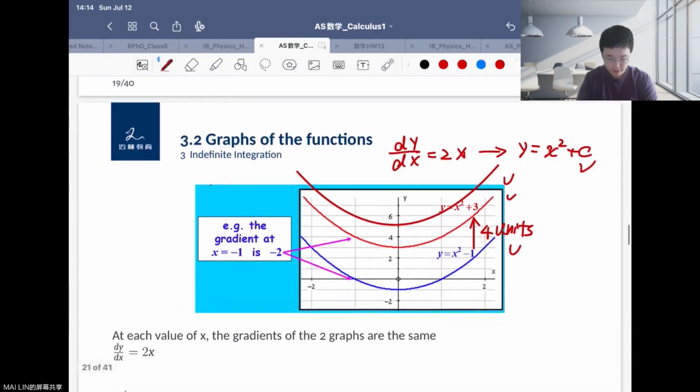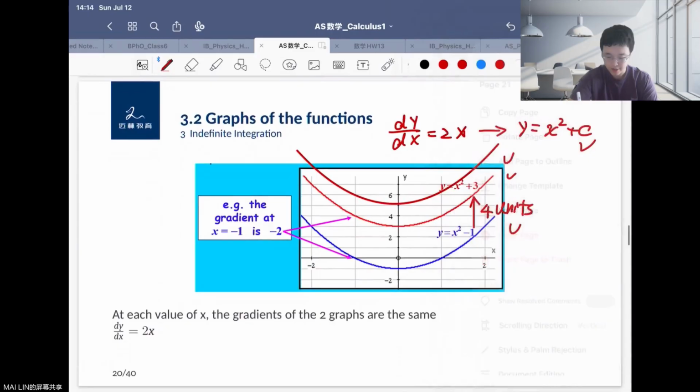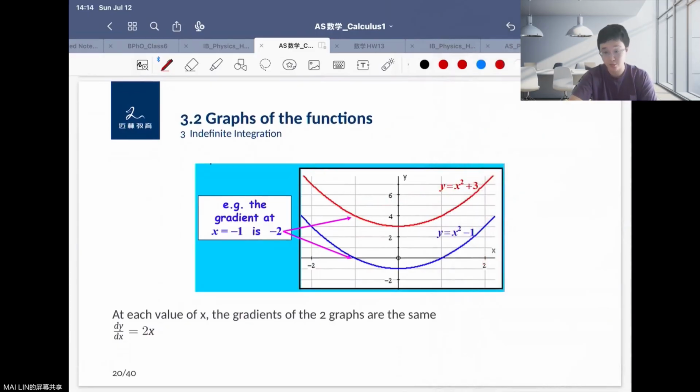Here is a graph of the functions. You can find on this page we have x squared plus 3 and x squared minus 1. So we can also say that the functions differentiate the same even though they have a different y position, right? Because the graphs are parallel with each other, they have the same shape, so the differentiation must also be the same, right? So we can call this a family of functions that have the same gradient, and the gradient always equals 2x, okay?